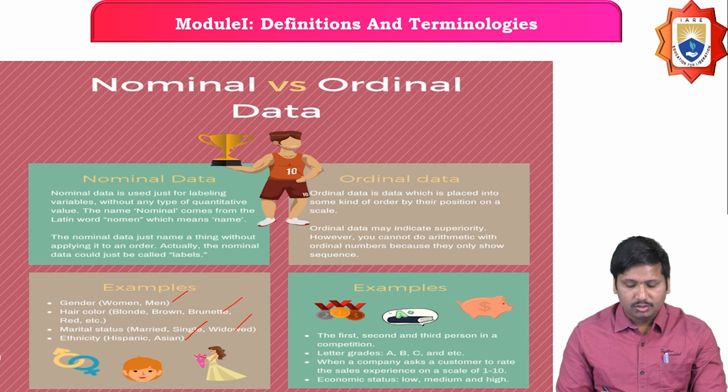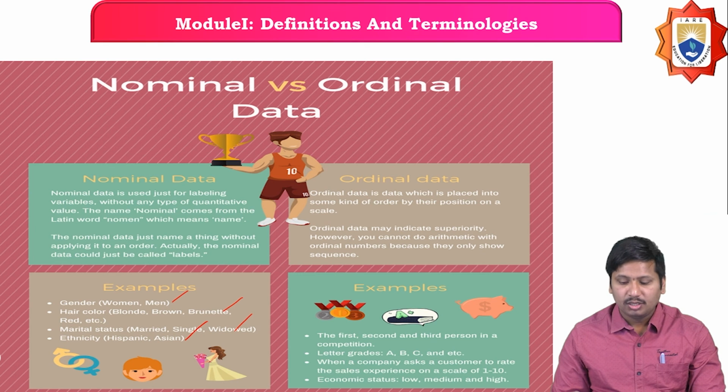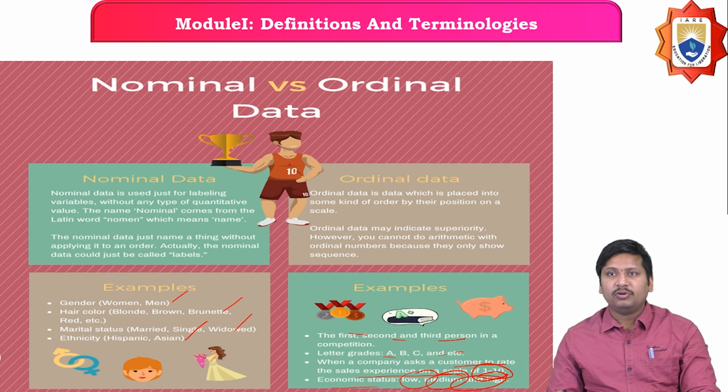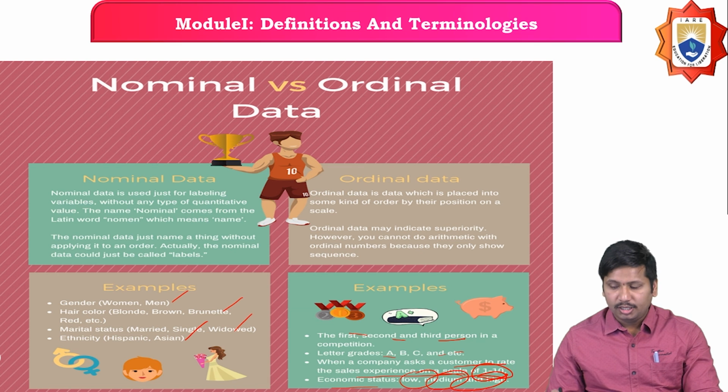marital status, and ethnicity. These are some examples of nominal data. Ordinal data means first, second, third, or letter grades A, B, C. It also includes a company asking a customer to rate their experience on a scale of 1 to 10, and economic status like low, medium, high. These are some examples of ordinal data.